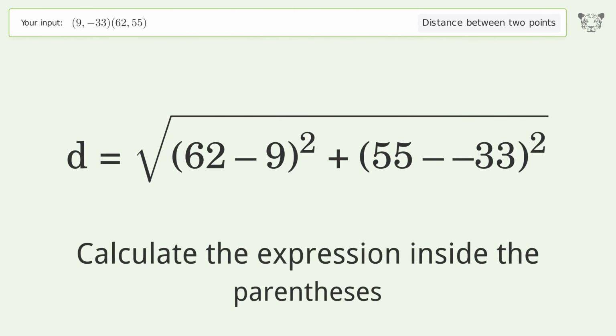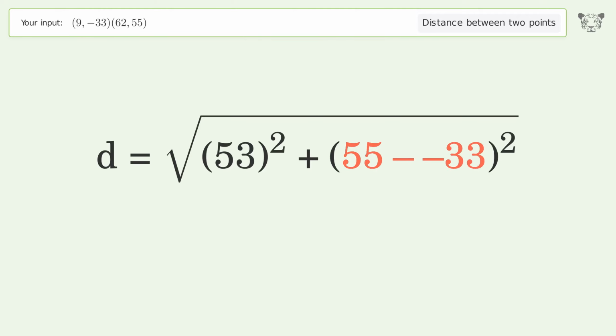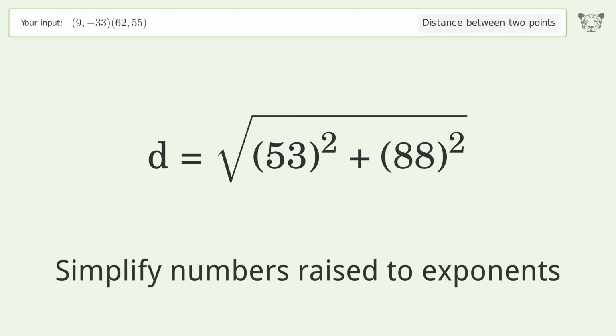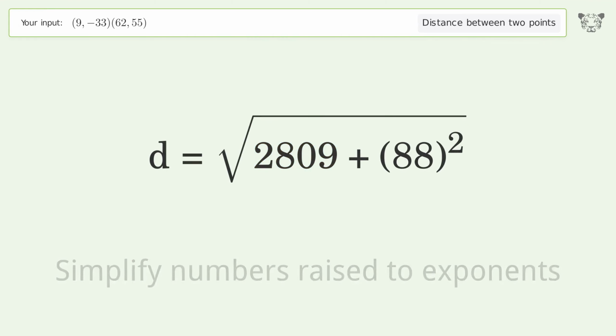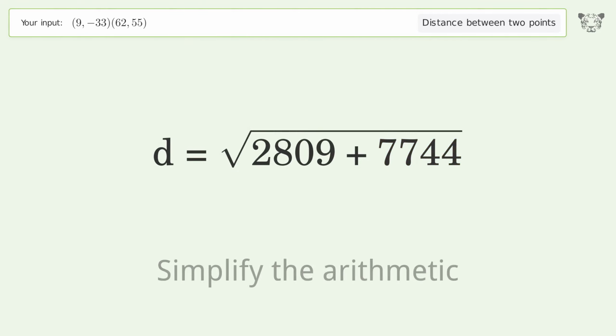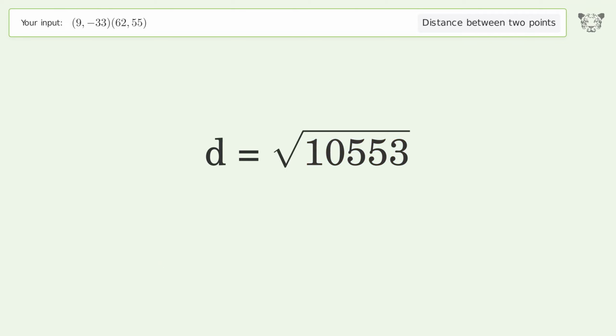Calculate the expression inside the parentheses. Simplify numbers raised to exponents. Simplify the arithmetic. And so the distance between the 2 points is the square root of 10,553, or 102.728.